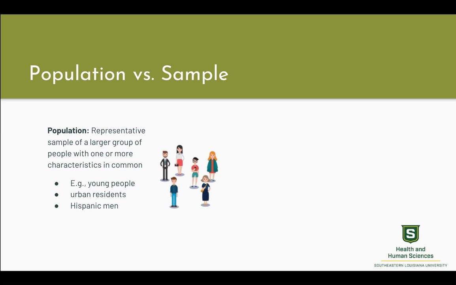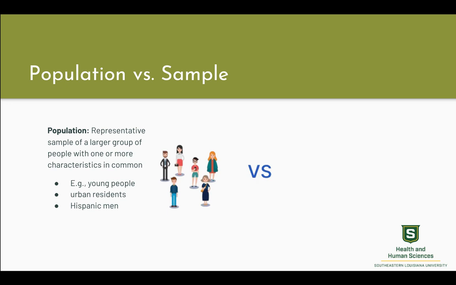So a population generally does not cover everybody. There is a common characteristic that you are using to pull from the group of everybody and say, I want this specific type of people. Some research collects data on everybody, and some research limits it to a population, depending on the purpose of the data.